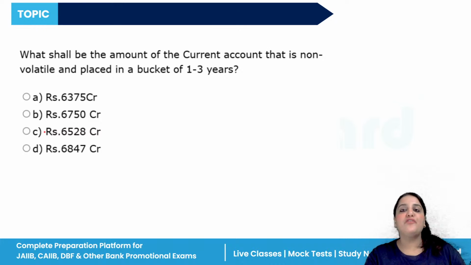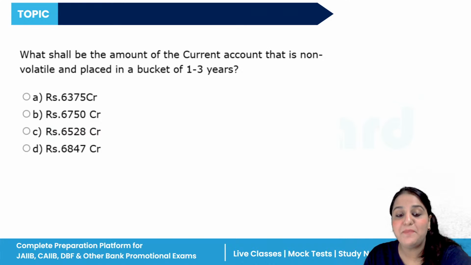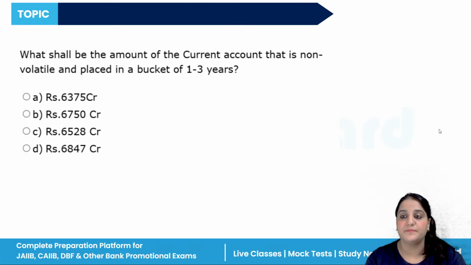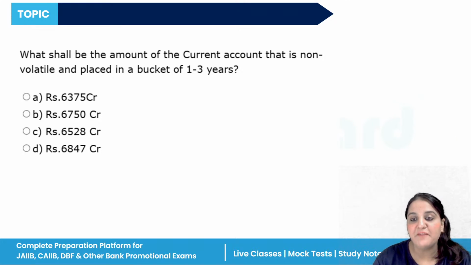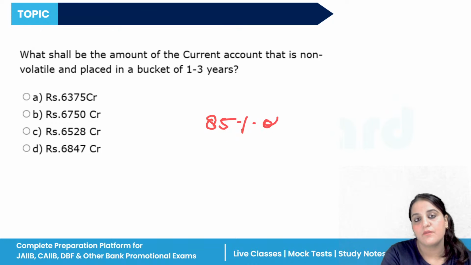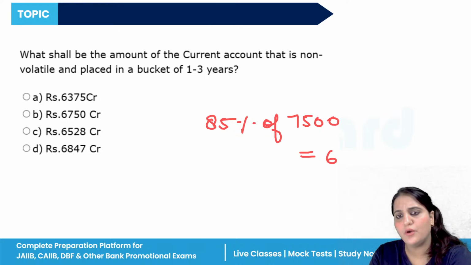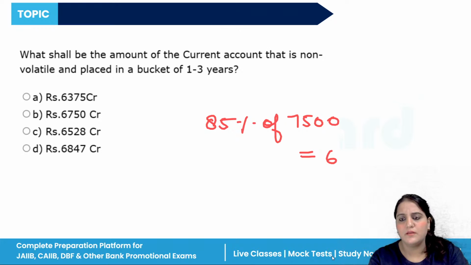What shall be the amount of current account that is non-volatile and placed in a bucket of 1 to 3 years? Usually 85% of current deposits are considered non-volatile and can be bucketed in 1 to 3 years. So 85% of 7,500 is 6,375 crore.